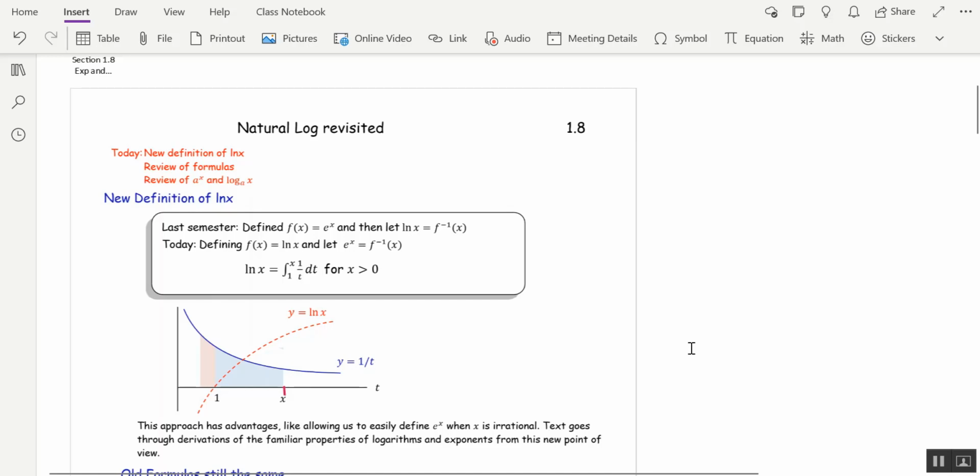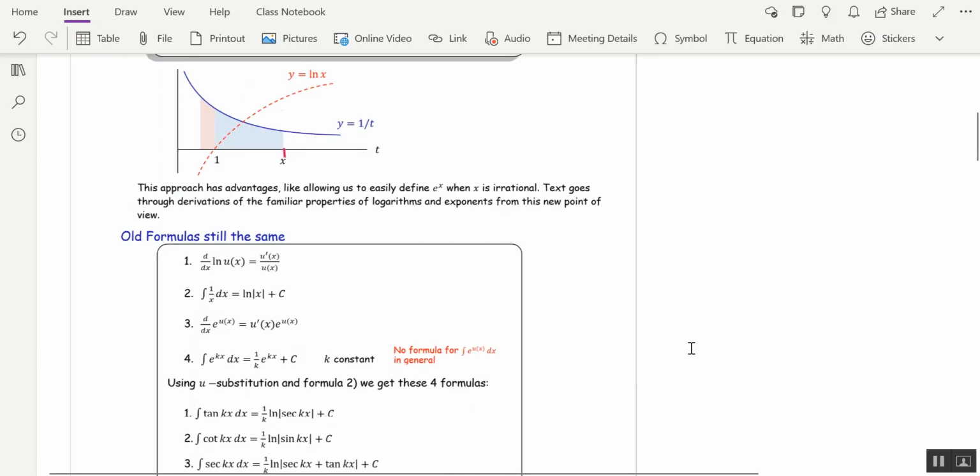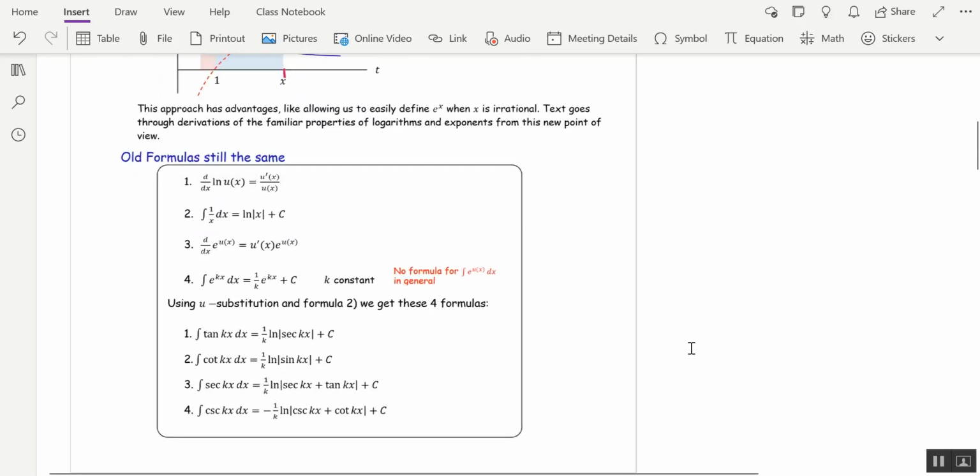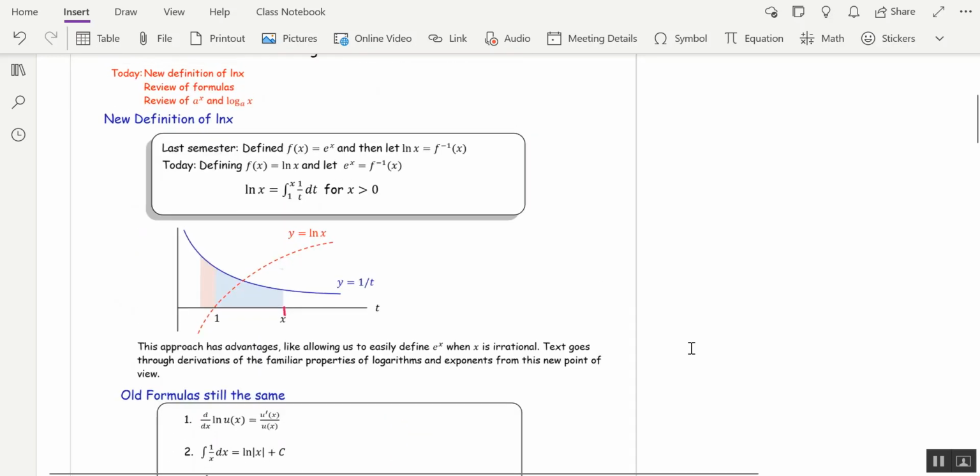Welcome to section 1.8. Today is going to be a lot of review. All of the formulas we'll be working with are the same as they were last semester. The only thing different is the way we're defining the natural log. Last semester we defined ln x to be the inverse of the function e to the x. This semester we're defining ln x in terms of an integral. So we're defining ln x to be the integral from 1 to x of 1 over t dt.